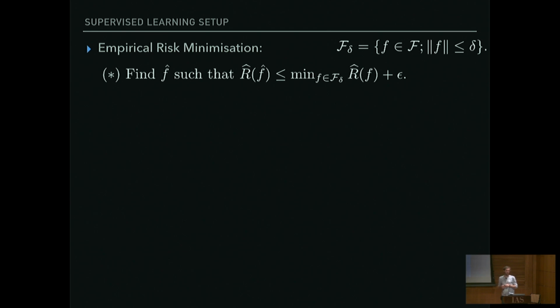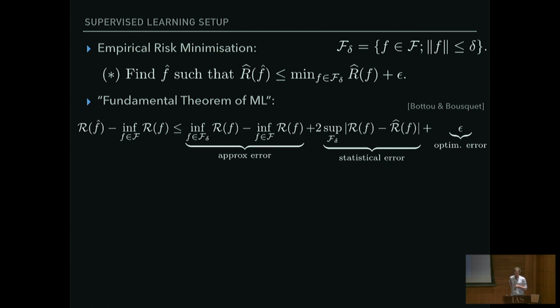What we learned more than 10 years ago from this very nice paper by Léon, who is actually in the room, and Olivier Bousquet, is that in machine learning we also have a fundamental theorem: the population risk, meaning how well the function I got from this program performs, can be decomposed into three different sources of error. One measures approximation: how good have I been at designing hypothesis classes that capture interesting functions with low complexity? That's the first term.